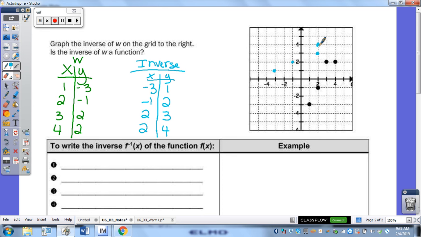Is that new inverse a function? No, because of right here. This would fail our vertical line test, not a function.